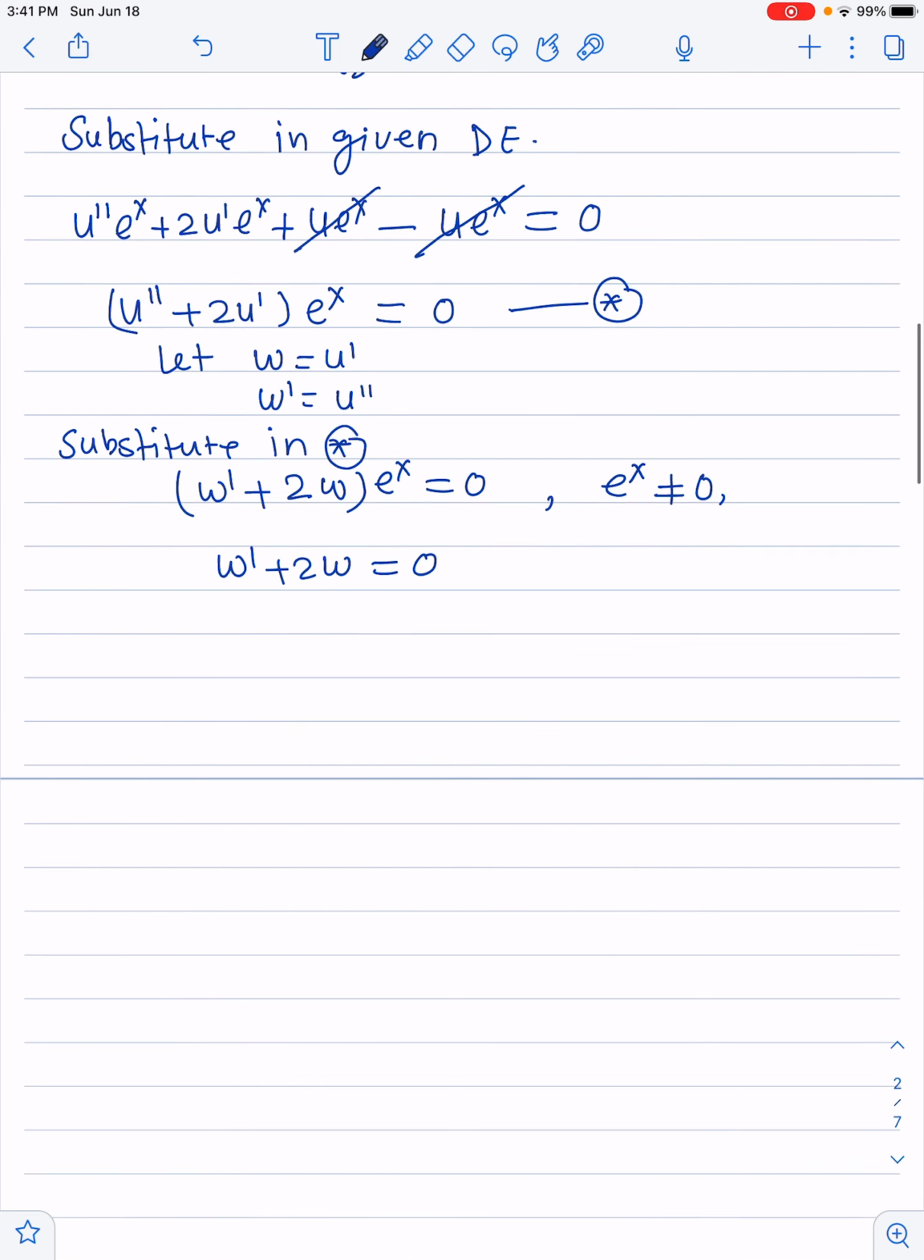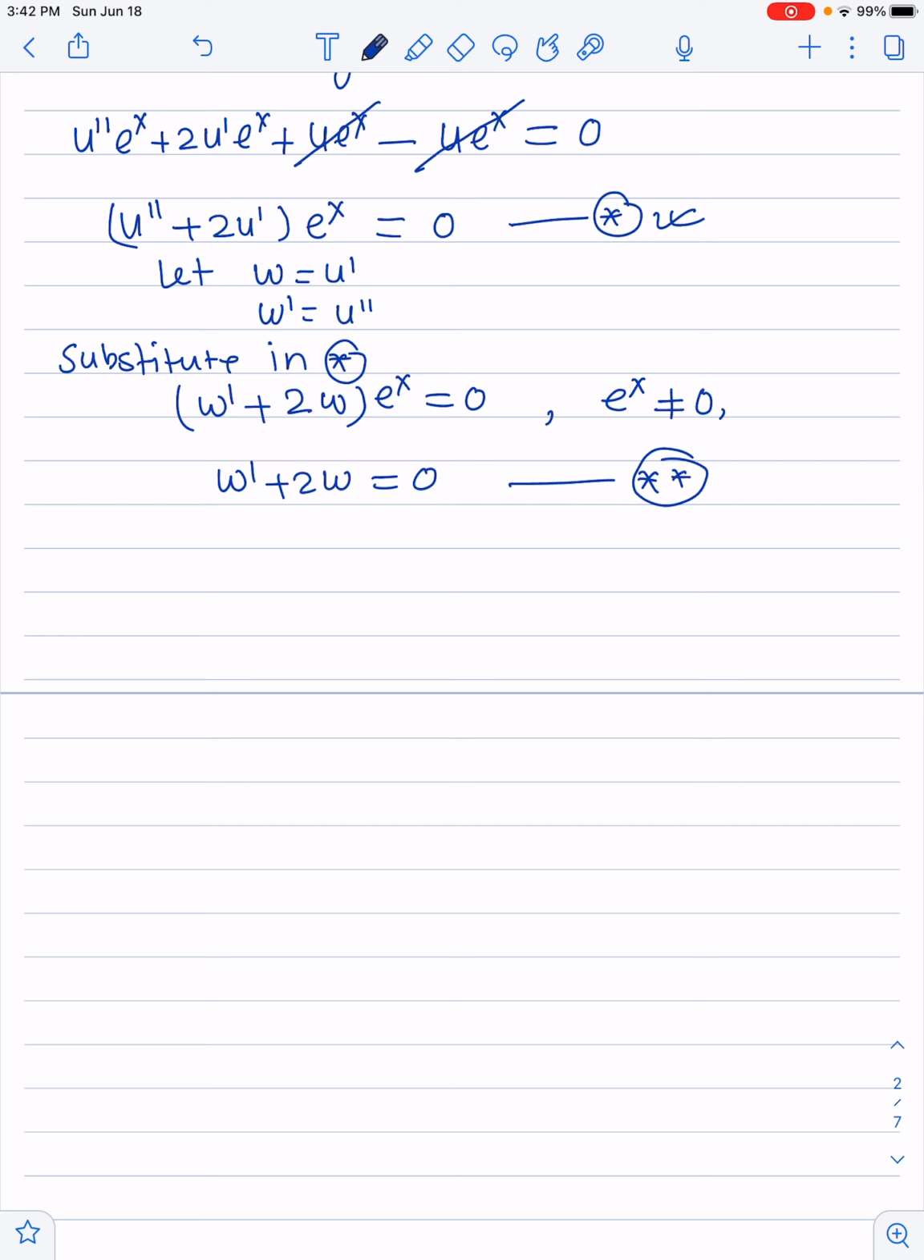We can do this one. So you can see equation star was a second order differential equation, but equation double star is a first order differential equation, because we reduced the order. Now we can solve this first order linear differential equation, right? So this is separable or first order linear differential equation. You can use any method to solve this one. I'm going to use the first order linear method.